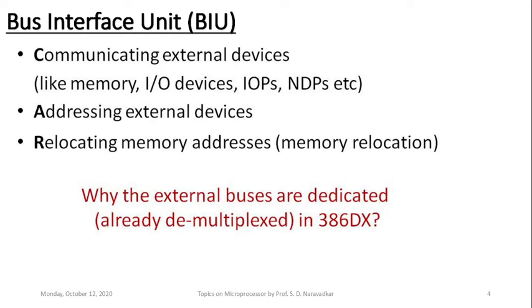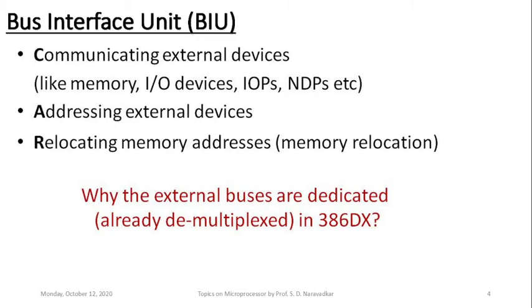Why are the external buses dedicated, or already demultiplexed, in the case of the 386DX processor? It is just because the 386DX comes with a 132-pin PGA package, and that number of 132 is sufficiently large to have a separate 32-bit address bus, a separate 32-bit data bus, and an ample number of control signals.